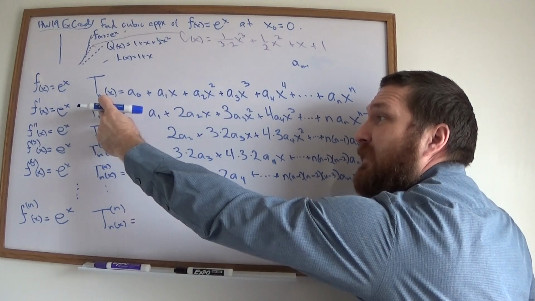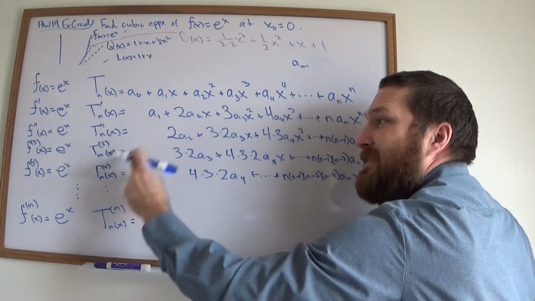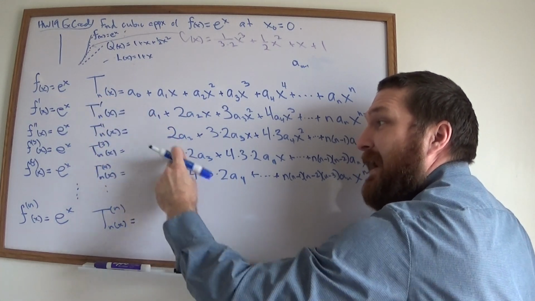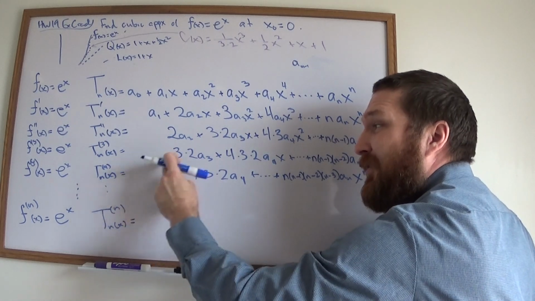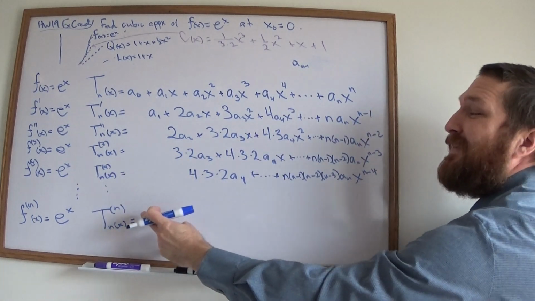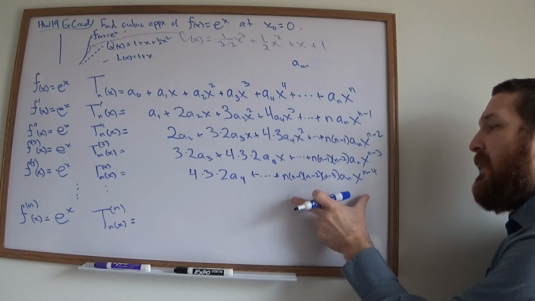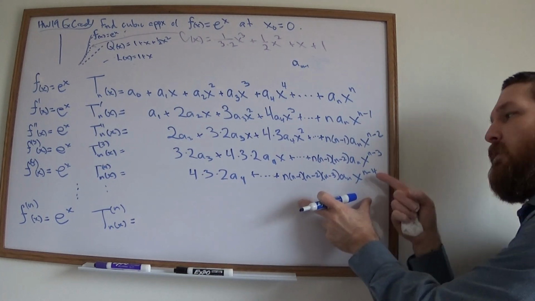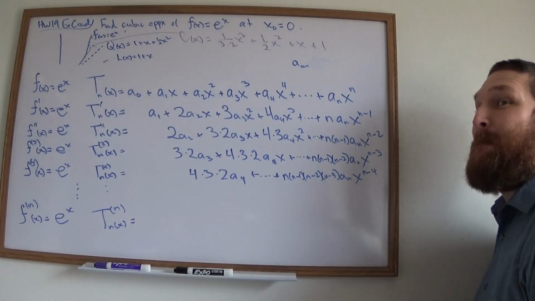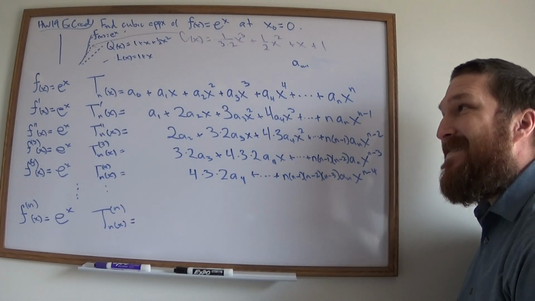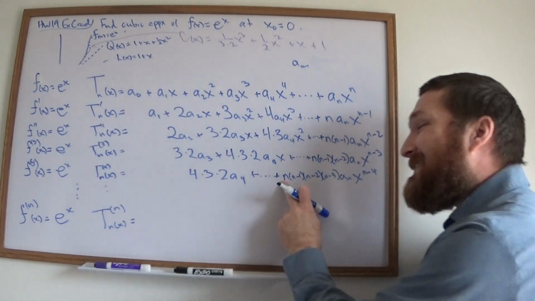So when the derivative is 2, a1 disappears. When the derivative is 3, a2 disappears. When the derivative is 4, a3 disappears. So when the derivative is n, a n minus 1 must have disappeared. And what would I have been left with? Well, each time we took another derivative, n factorial times a n. Yeah, and so look at that, right?